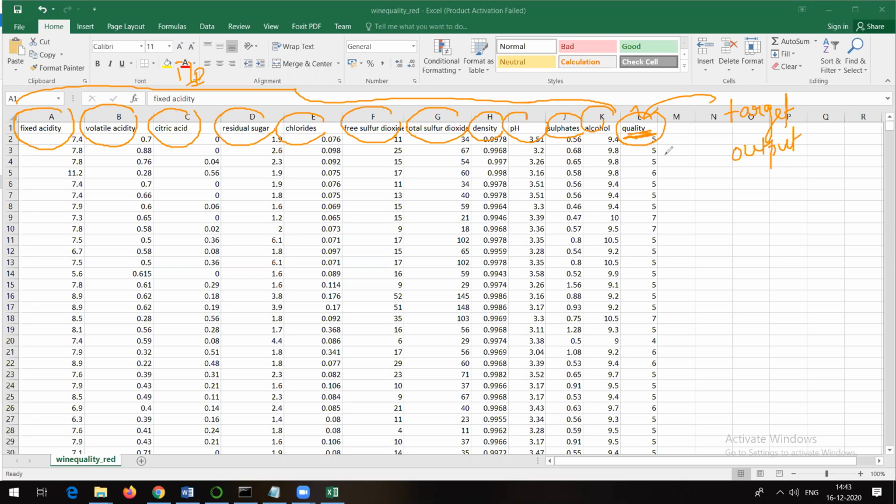Why? Because this quality is on the scale of 0 to 10. For example, see this first wine with all these properties, its quality is 5. Second wine 5, third wine 5, fourth wine 6, 5, and so on, 7. Someone is having 4, and so on. So how many classes are there? 0 to 10. That means a total of 11 classes. So this is the problem of multi-class classification.